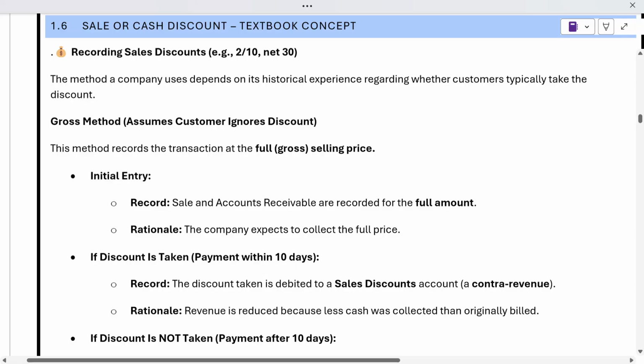Now if he takes the discount, we thought initially that we will be receiving $1000, but this is not going to happen. So the sales discount entry we have to pass is $20 because that is a loss to us. So the discount taken is debited to the sales discount. And the rationale is simple, the revenue is reduced because less cash was collected than originally billed.